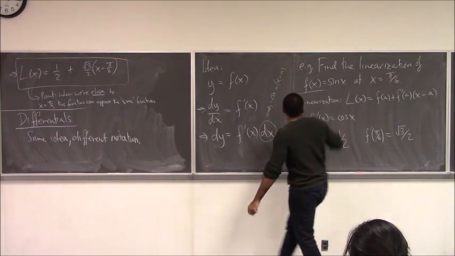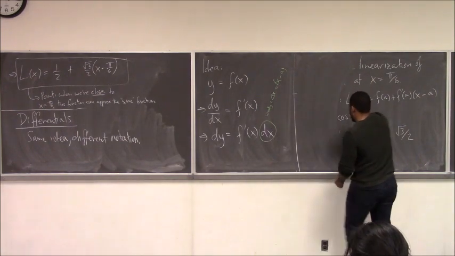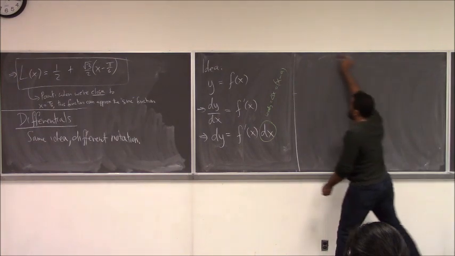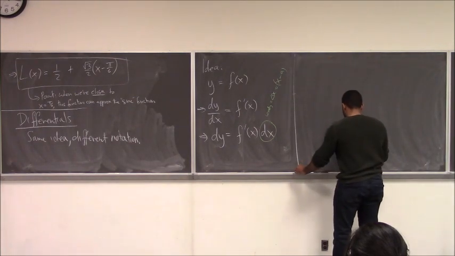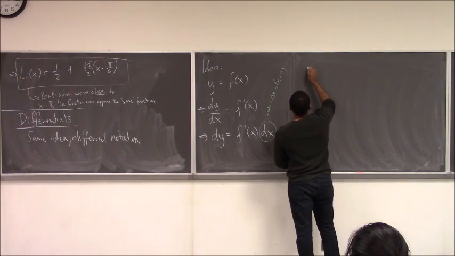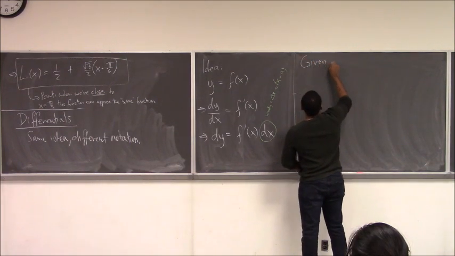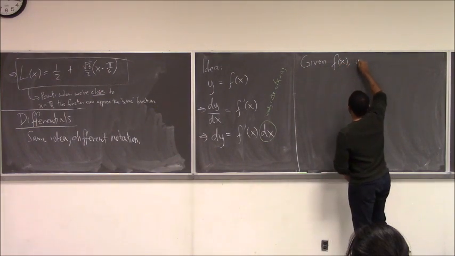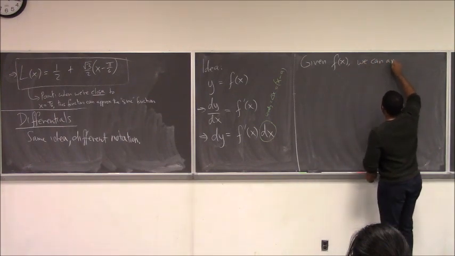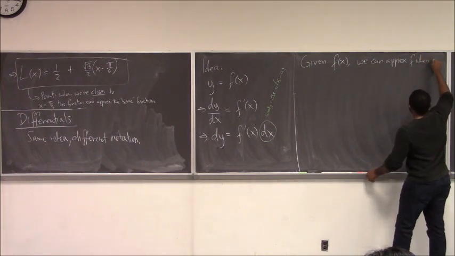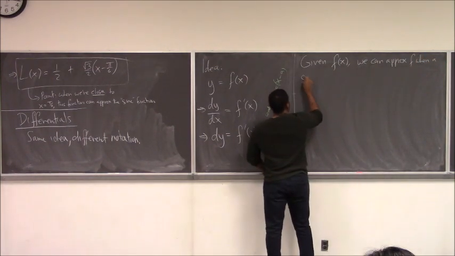And so the idea here is that, given f of x, we can approximate f when a small change is made to x.